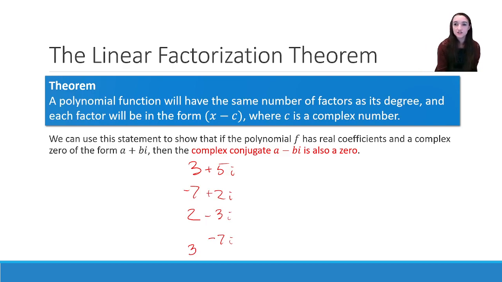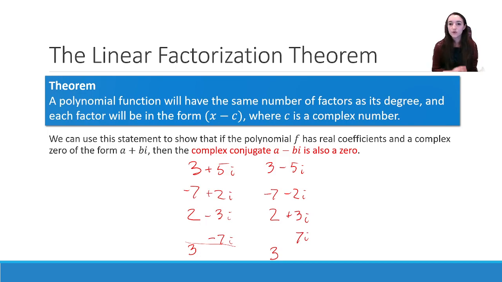The complex conjugate comes in when we simply switch the sign next to the i. That's all that happens. So the conjugate for 3 plus 5i is 3 minus 5i. The conjugate of negative 7 plus 2i is negative 7 minus 2i. Then 2 minus 3i becomes 2 plus 3i. Then minus 7i becomes 7i. Then for just 3, because remember these were separate, it just stays 3. There is no complex conjugate if you don't have an imaginary term.